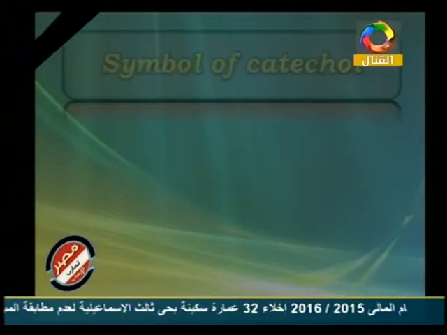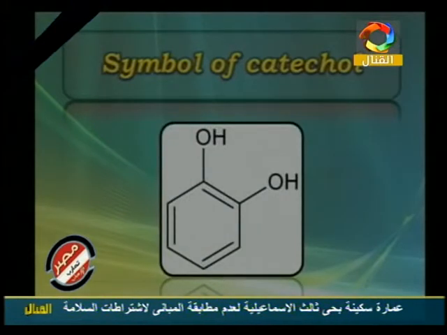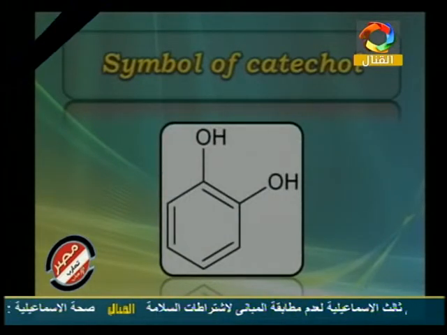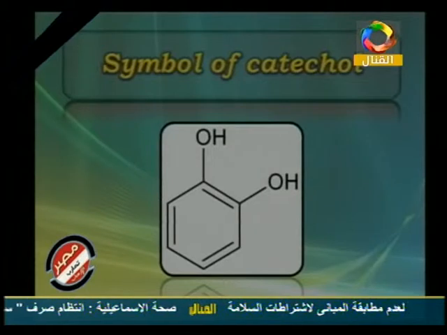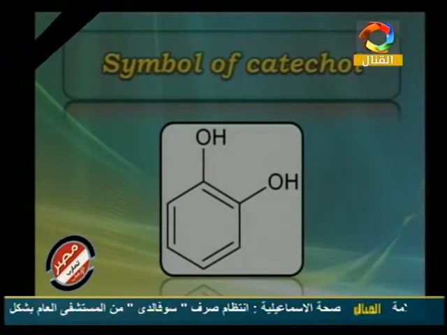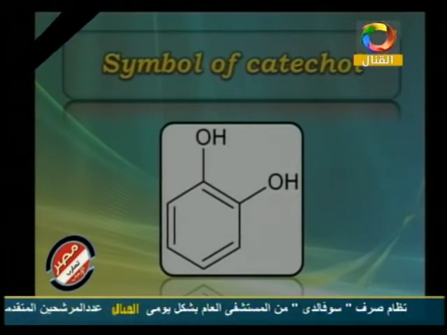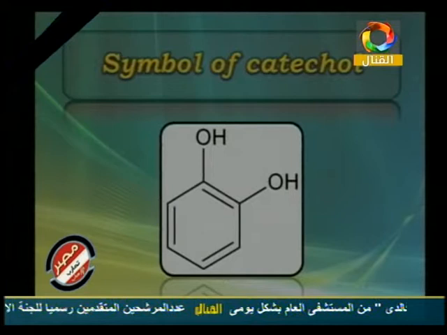Another thing about phenols: we have the symbol of catechol. What is meant by catechol? Catechol is another compound that contains a benzene ring and two OH groups.